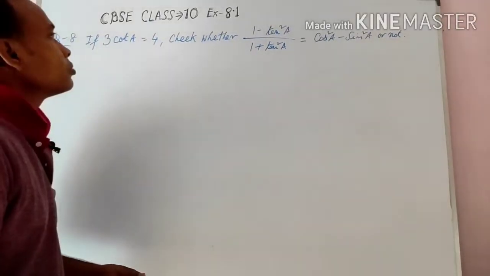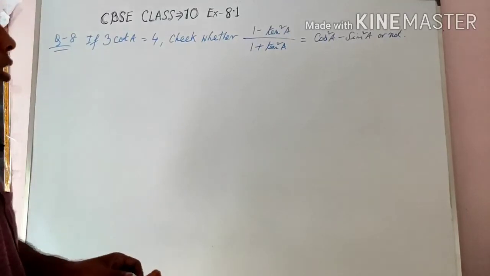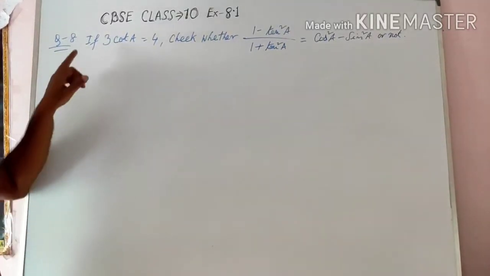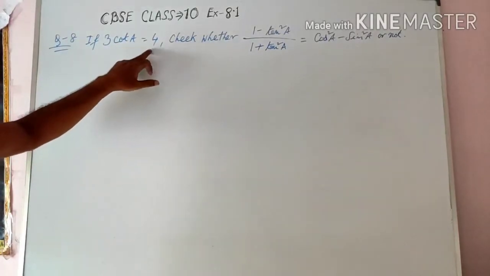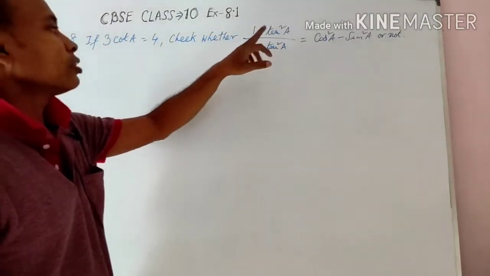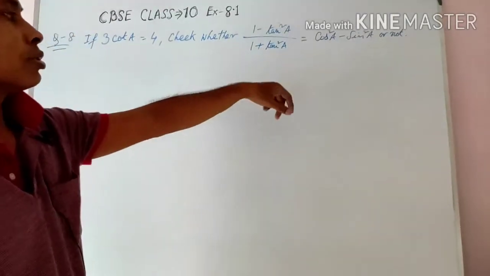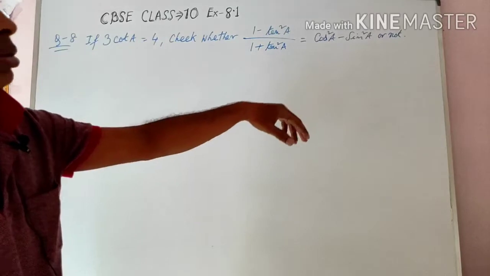CBSE class 10 exercise 8.1, question number 8. If 3 cot A is equal to 4, check whether (1 minus tan square A) by (1 plus tan square A) is equal to cos square A minus sin square A or not.